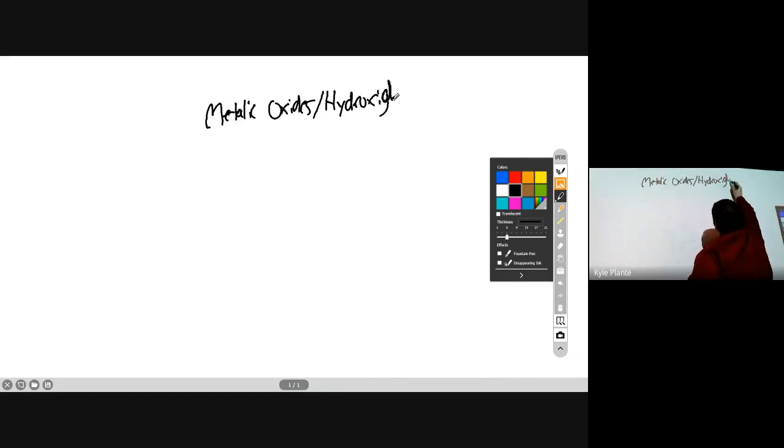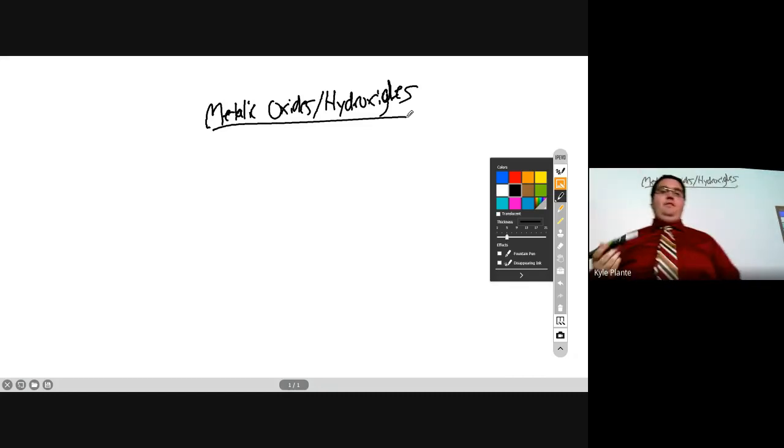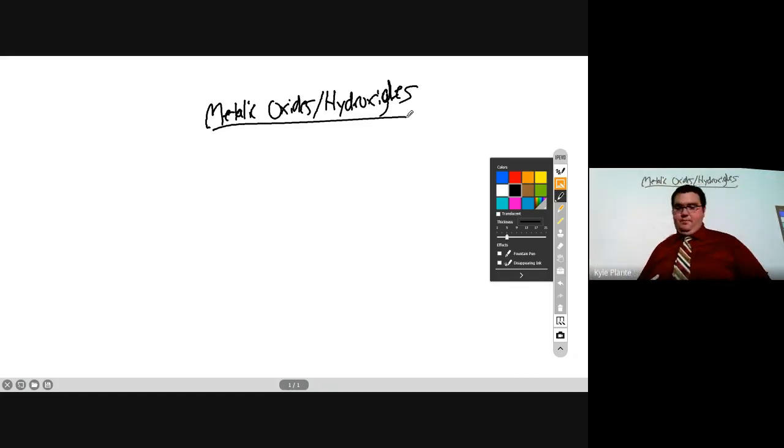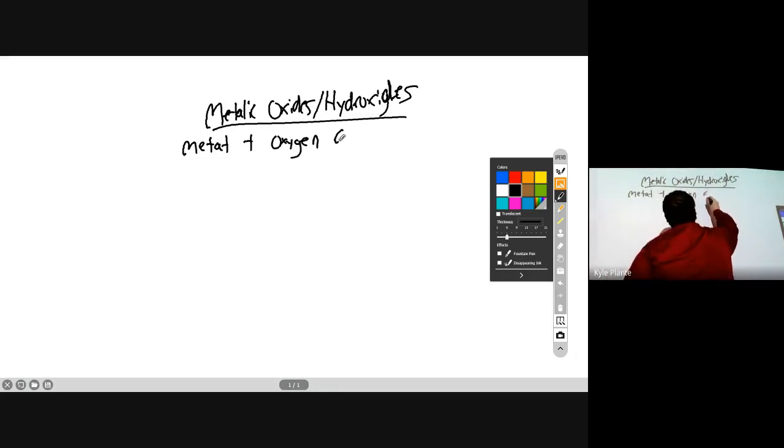That's a D. So metallic oxides or hydroxides. You see why I put oxides and hydroxides. They're going to be opposites of each other. So a metallic oxide or hydroxide is any metal plus oxygen or hydroxide.